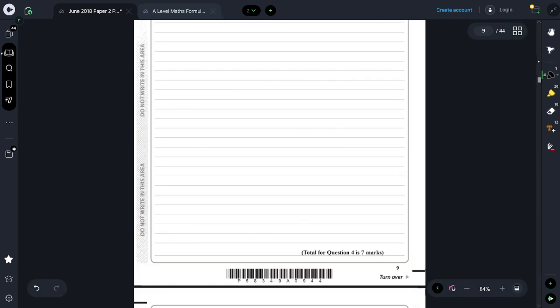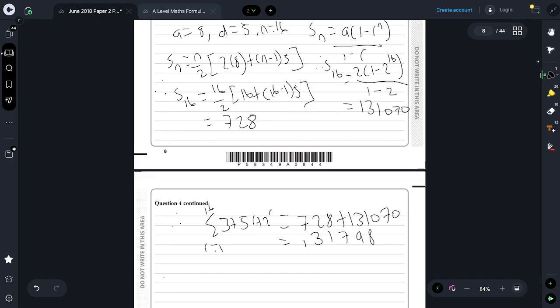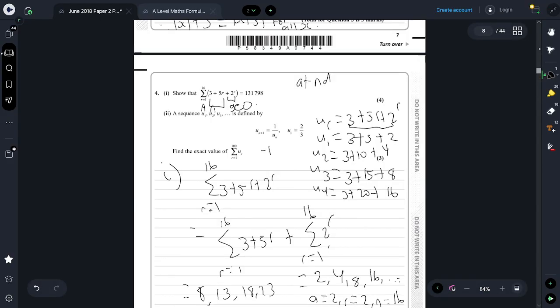Okay, we're on part 2 now. Slightly different one this time. So what's it telling us here? A sequence u_n is defined by this. It's a recurrence relation, right? With this, and u1 is 2 over 3. Find the exact value of the sum of the first 100 terms.